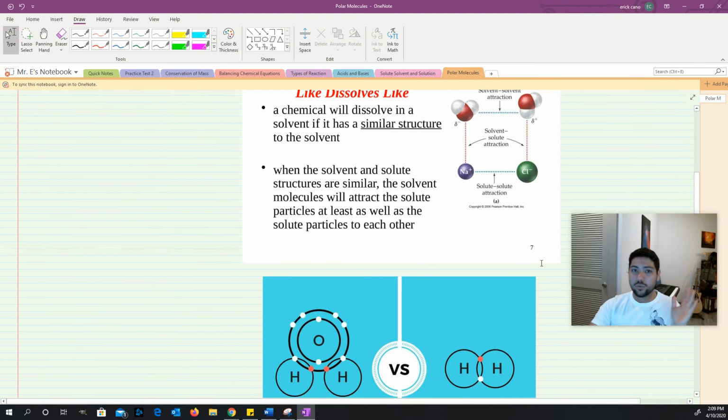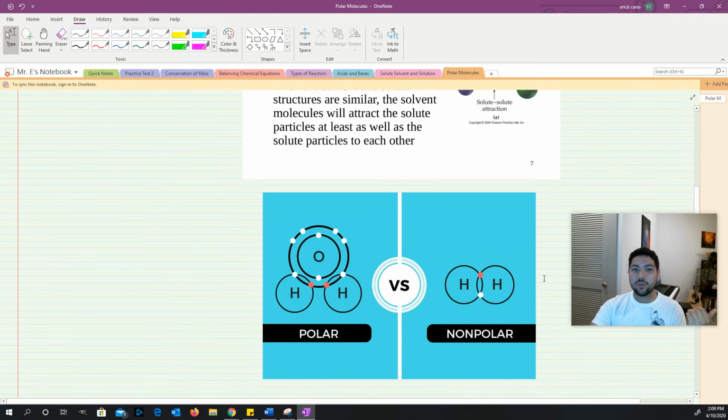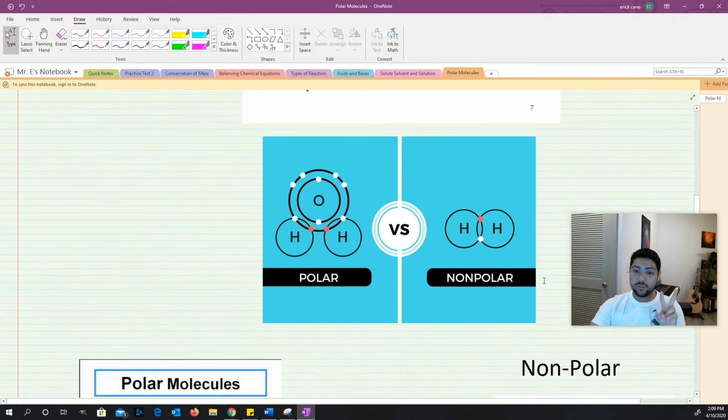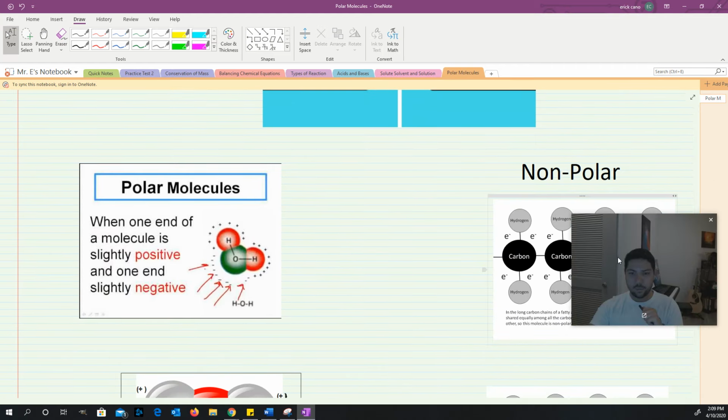Now, what determines whether something is similar in structure? How would you even know that? It's divided into two categories. One is going to be polar, right here, and the other one's going to be non-polar. Now, look at the shape of it, and that'll help you understand whether it's polar or non-polar. Polar stuff typically doesn't look even, versus non-polar, which looks very similar, very symmetrical. And let's get down to a real example.